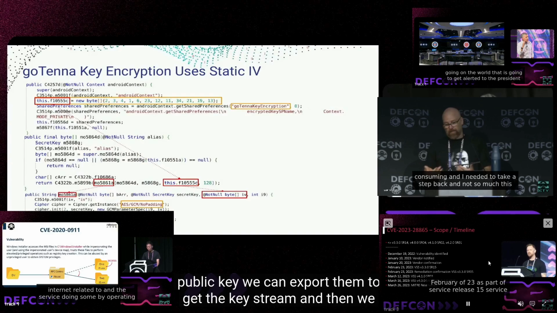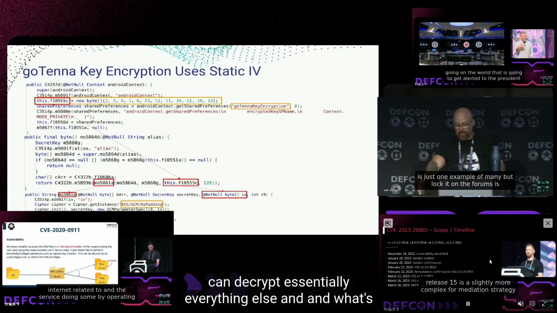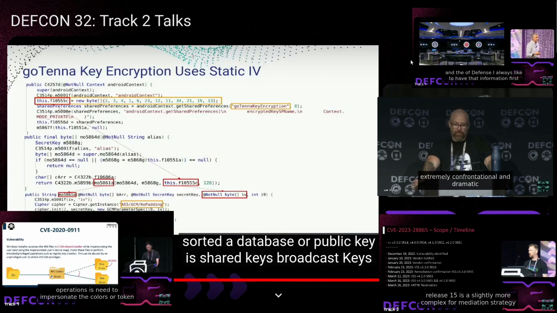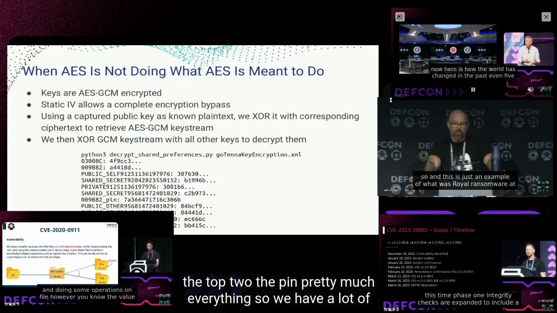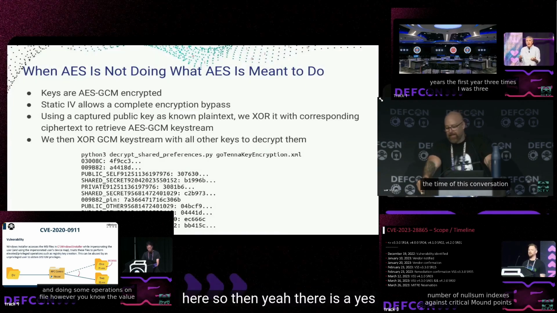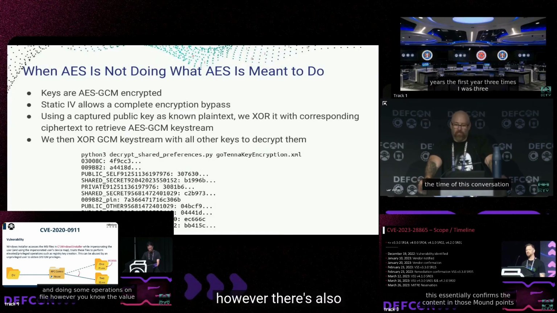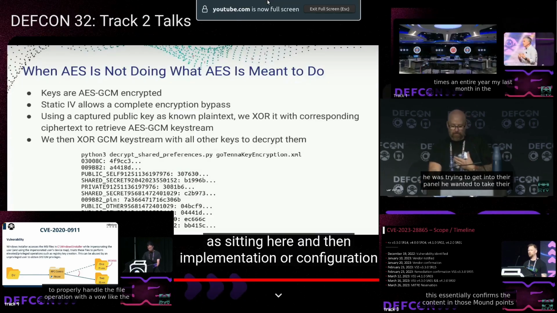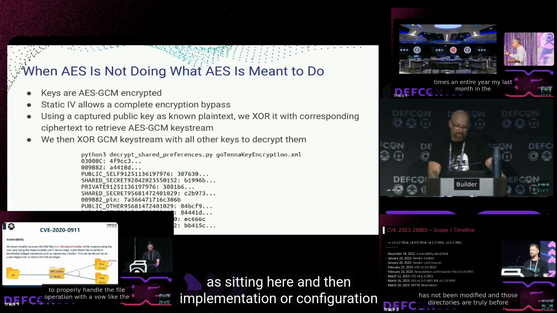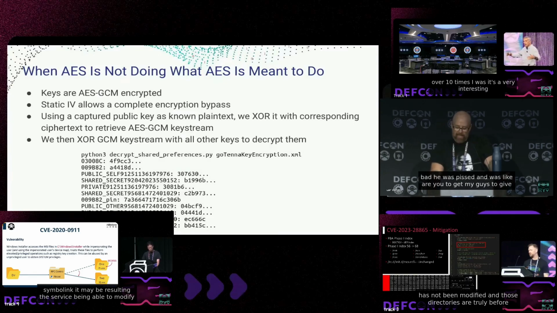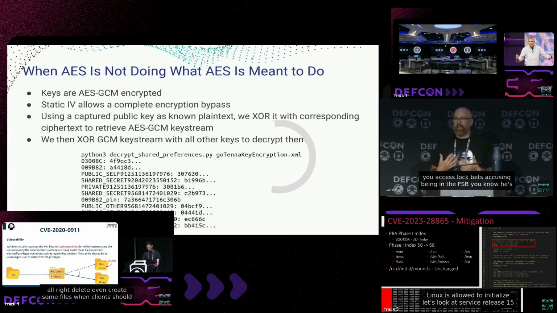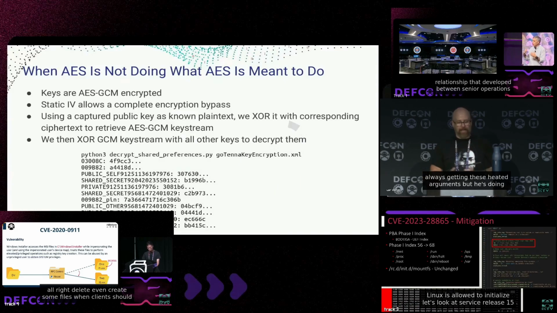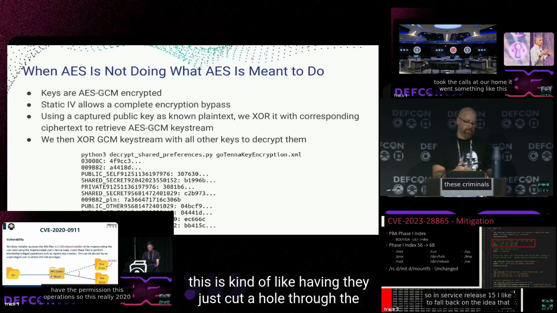So we track this over two different functions, and we figure out it's not only a static IV, it's used as a static IV to AES GCM. So keys are AES GCM encrypted, but a static IV allows complete encryption bypass. This is AES doing what AES is not meant to do. Using the public key as known plaintext and the encrypted public key, we can XOR them to get the key stream, and then we can decrypt essentially everything else.